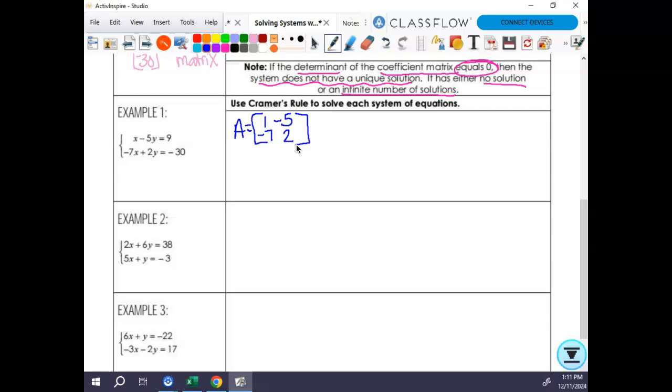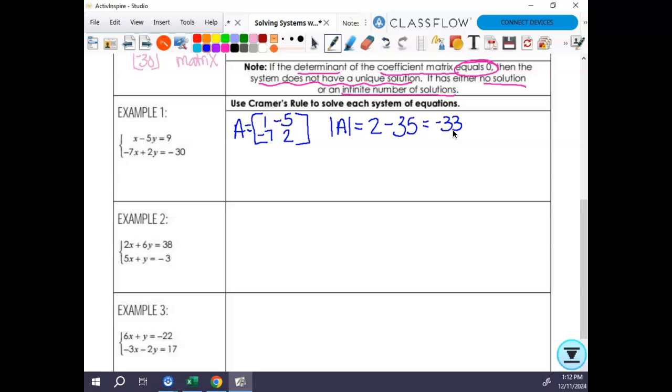So then the determinant of A, remember to find the determinant of A, we multiply down, 1 times 2 is 2, minus, then we multiply up, that's a positive 35, that gives me a negative 33. Unfortunately, it is not 0, and we have to continue, okay? So I found the determinant of the coefficient matrix.